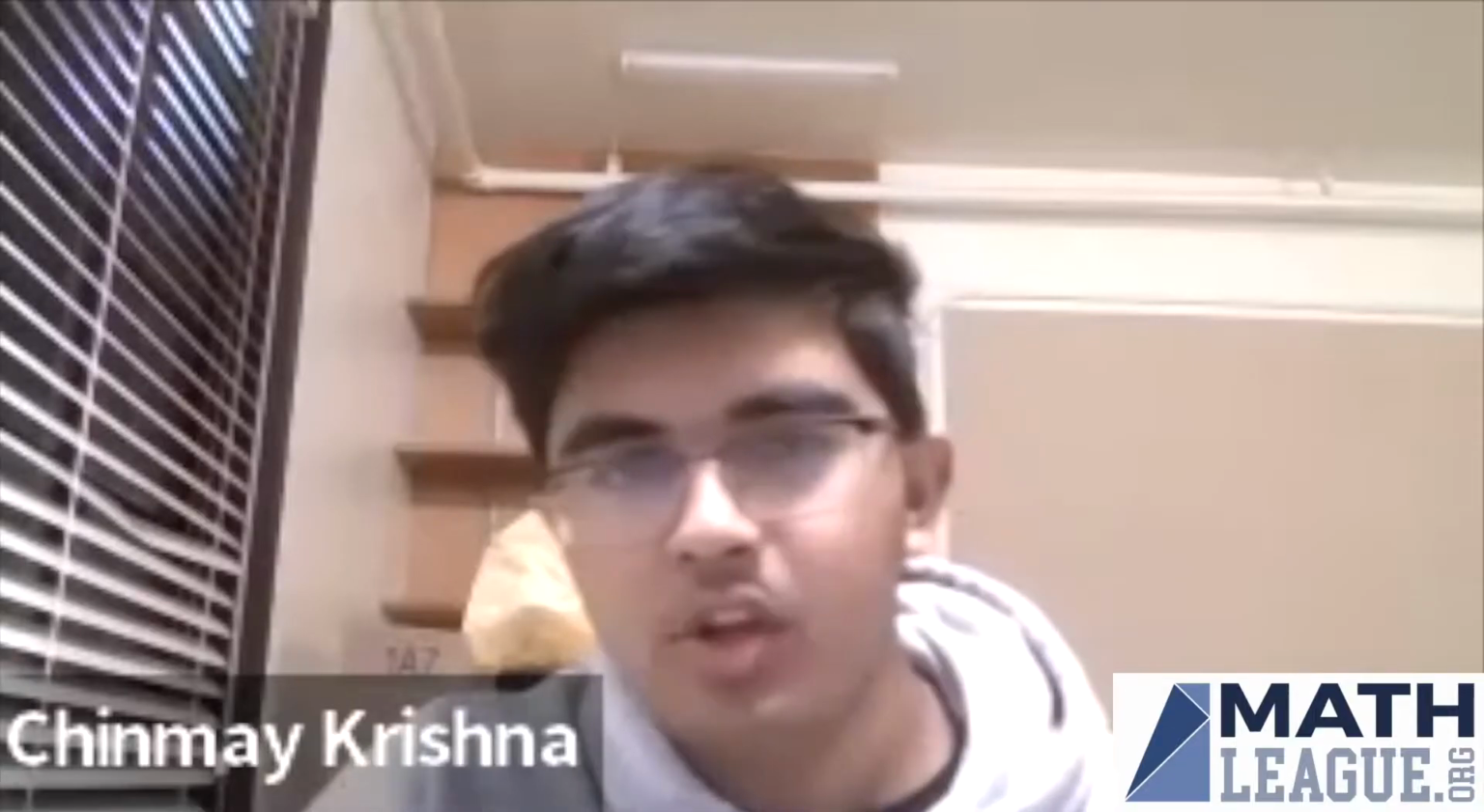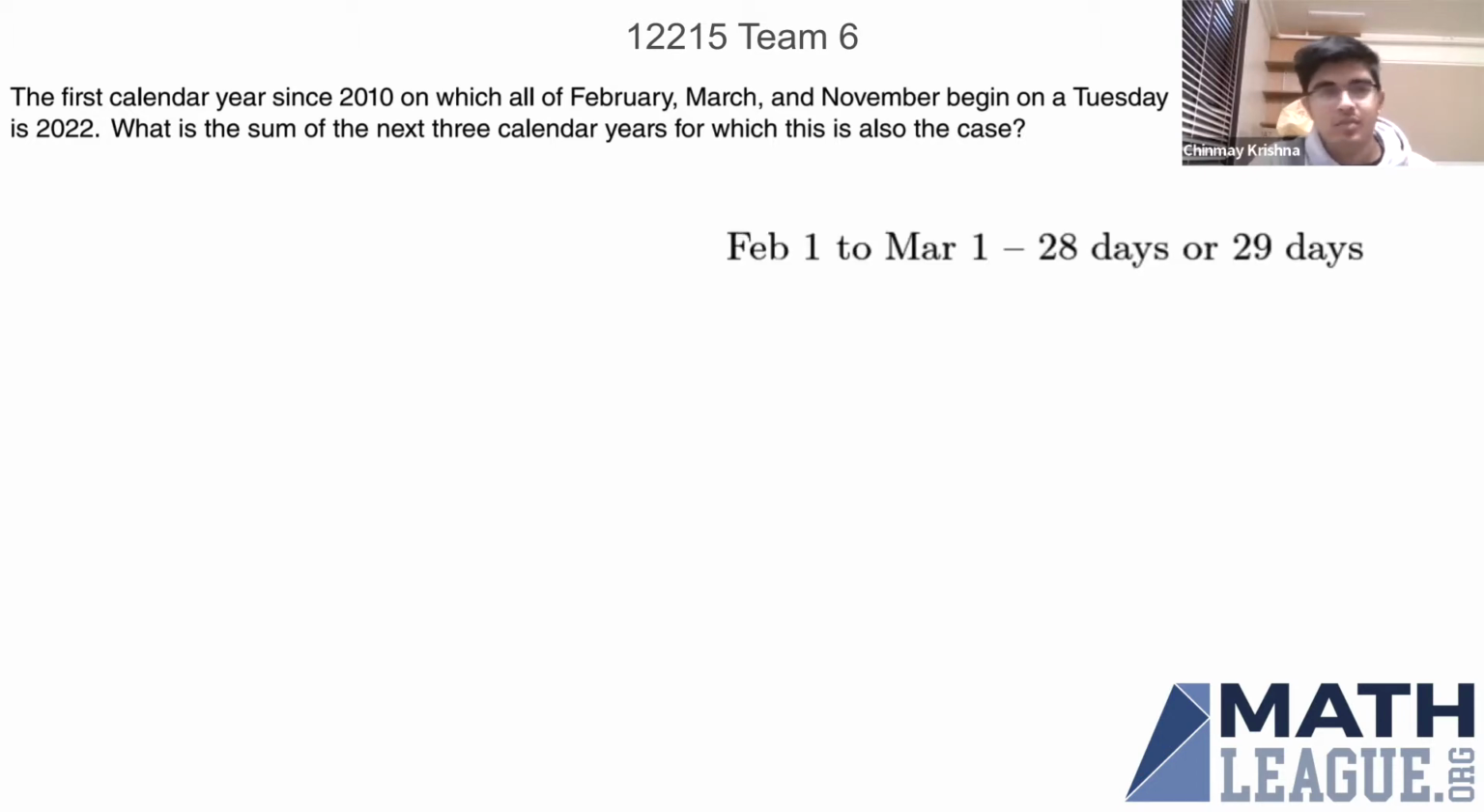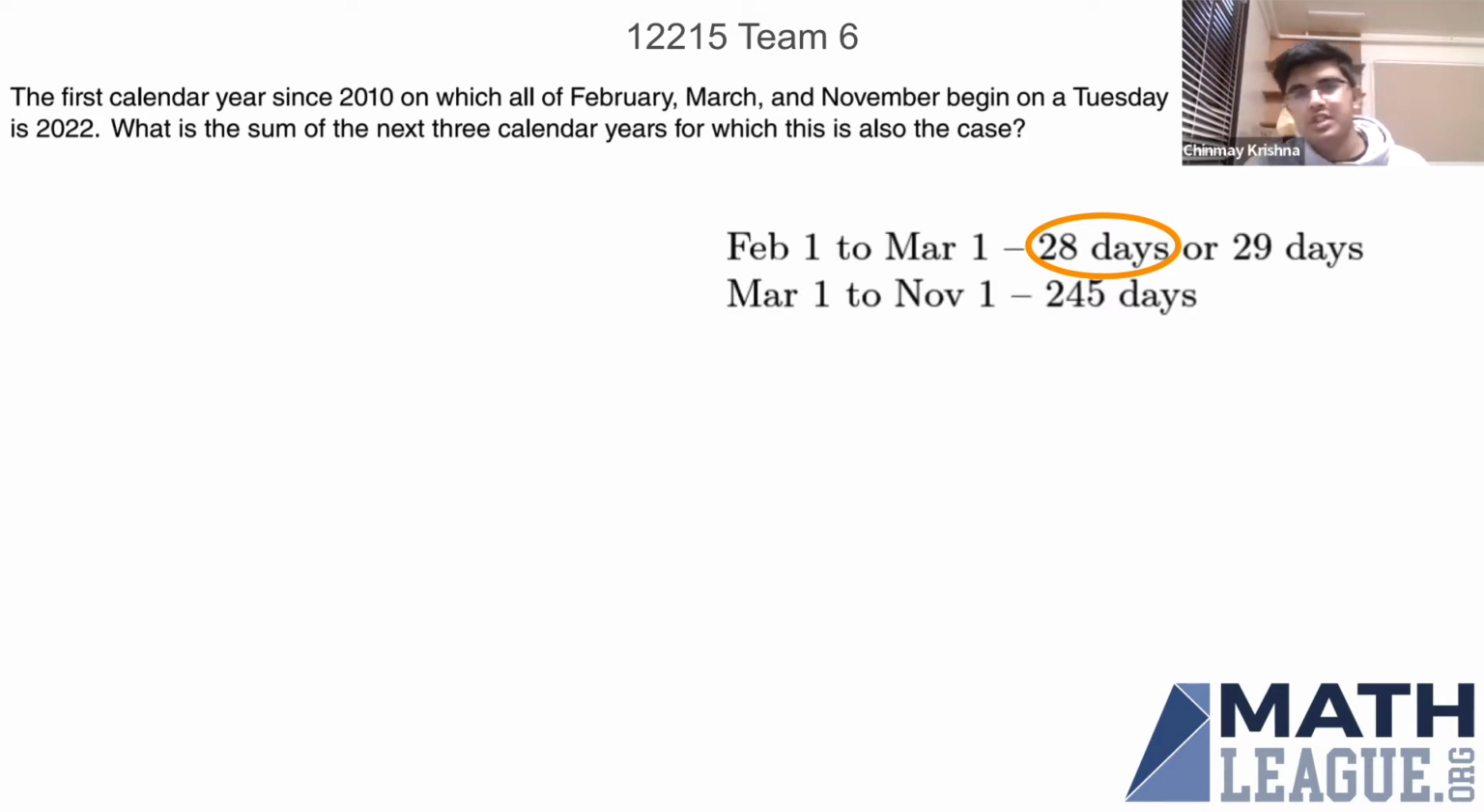Okay, so let's look at February and March first. For them to both begin on a Tuesday, they have to be 28 days apart. If it's a leap year, they'd be 29 days apart, and if it's a non-leap year, they'd be 28 days apart. So first we know that these years can't be leap years. And then the number of days between March 1st and November 1st is always 245, which is a multiple of 7. So they both have to start on the same day.